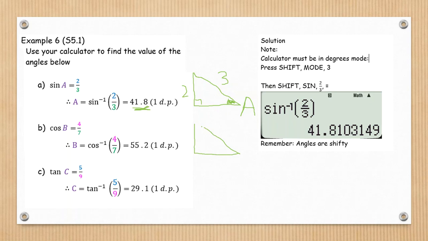This one, so if B is here, this angle, the adjacent is 4 and the hypotenuse is 7. So 4 over 7. And this angle here would be 55 degrees.